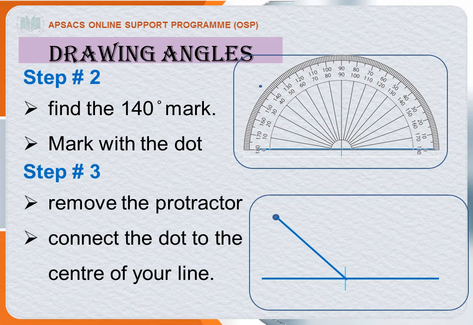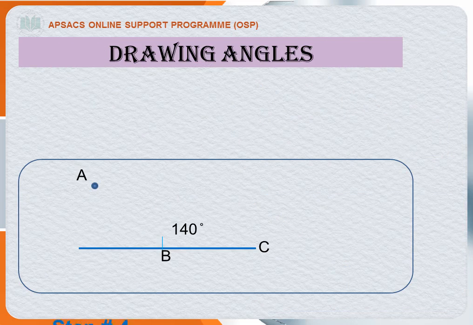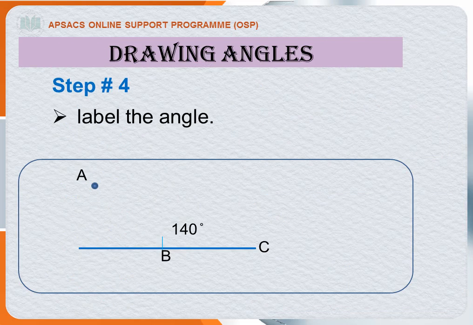Now step 3 is to remove the protractor and then connect the dot to the center of your line. You have already done this in the first step, and you just have to match the dot with the line, and this line should meet the center. Okay, make sure. Now step 4 is to label the angle.